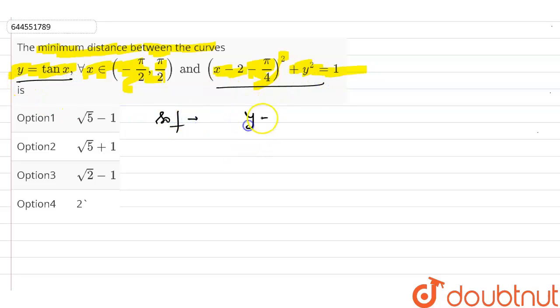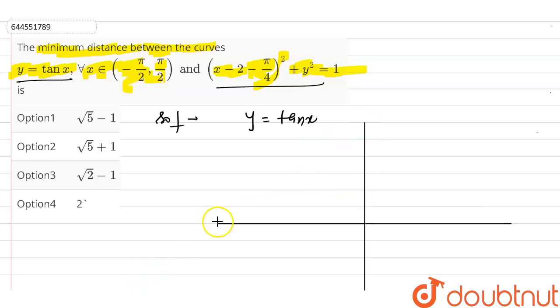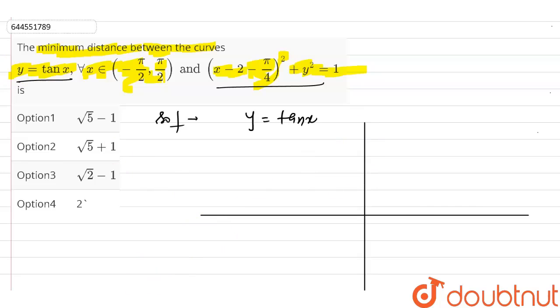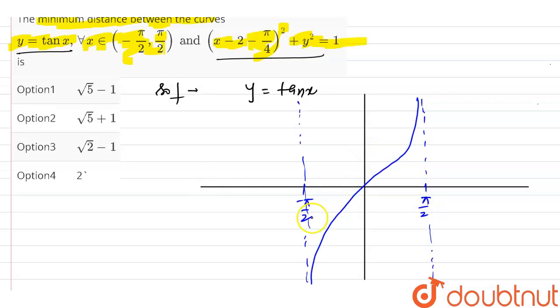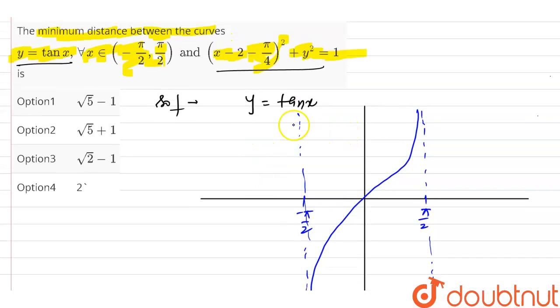Okay. So I'm writing my first curve, which is y equals tan x. I'm going to make the graph so that you can visualize easily what the curves are. Let's suppose this is my axis, and here I'm going to take pi by 2, and this is my minus pi by 2. As you all know how to make the graph of tan x, I'm assuming a dashed line here so that I can make the graph easily. Now this is my tan x graph.